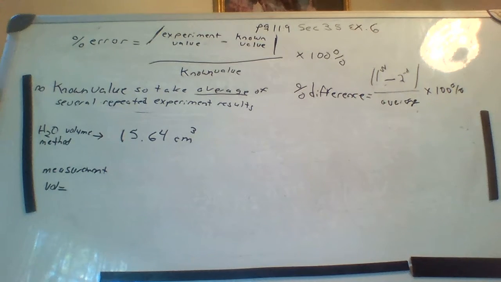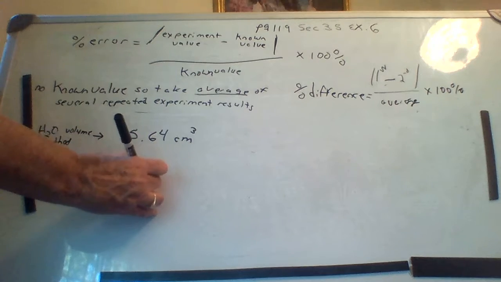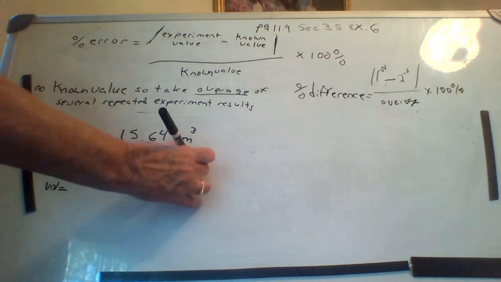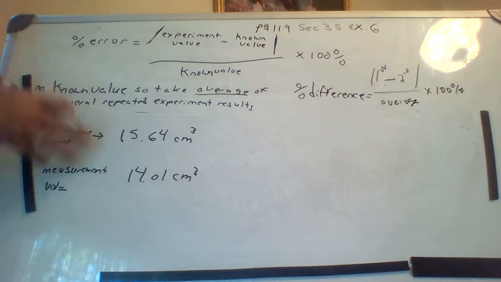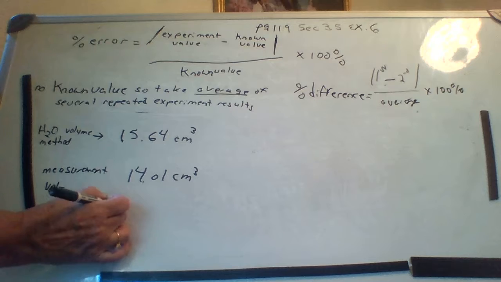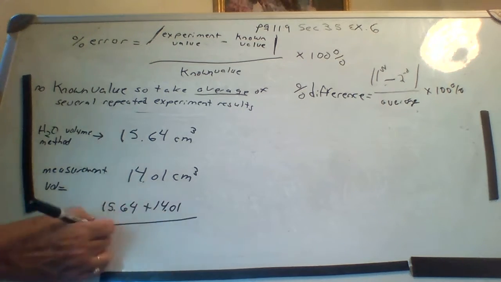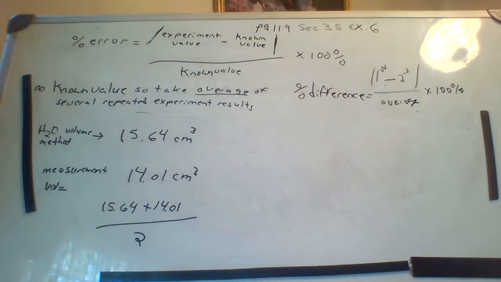And then on her second experiment to find out what the volume of the cylinder, or the can, was, she took actual measurements and used the volume formula. And when she plugged that in, she ended up getting 14.01 centimeters cubed. So she did 2 experiments to try to find the volume here. So what we need to do, we don't have the known value, it's not known, so we're going to take the average. We're going to take the 15.64 plus the 14.01, add them together and divide by 2 because we've done 2 experiments.